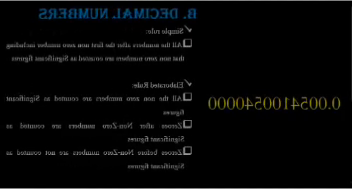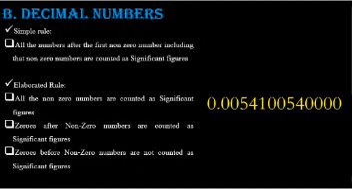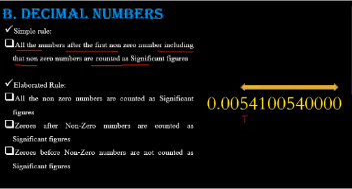So now let us talk about decimal numbers. For decimal numbers, we have a simple rule. All the numbers after the first non-zero number, including that non-zero number, are counted as significant figures. For example, here 5 is the first non-zero number. So all the numbers from 5 to the last 0 are counted as significant figures. And in this example we have 11 significant figures. Here are also elaborated rules. If you want to note, you can note. These are optional, you don't need to note them, because the simple rule is always okay.